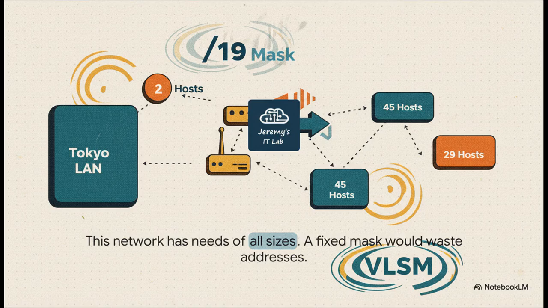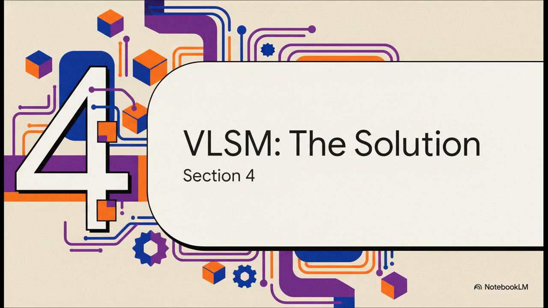A big LAN in Tokyo, a smaller network that needs maybe 45 hosts, and then this tiny little link between two routers that only needs 2 hosts. If we slapped a single /19 mask on this whole thing, we'd be wasting thousands upon thousands of addresses. This is the exact problem that VLSM was invented to solve. All right, let's dig into the solution.